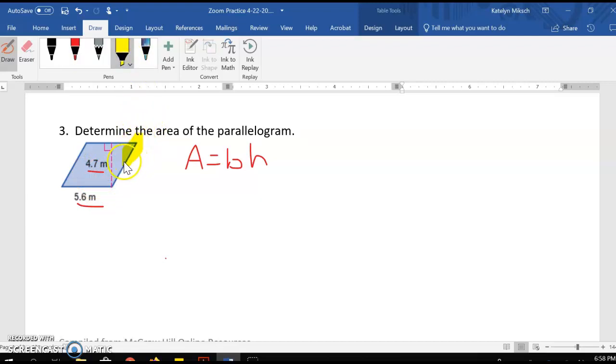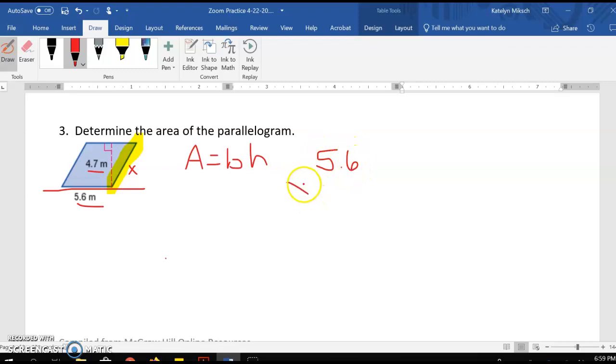Sometimes they will throw in a measurement for this slant height. That is to throw you off, so don't get confused with that. If we're measuring height, we're talking about if this parallelogram were sitting on a table, we'd want to measure from top to bottom. We wouldn't measure all the slants. So think about that. Don't let those trick you if they do show up on your quiz. So we're using just the numbers given, 5.6 times 4.7.